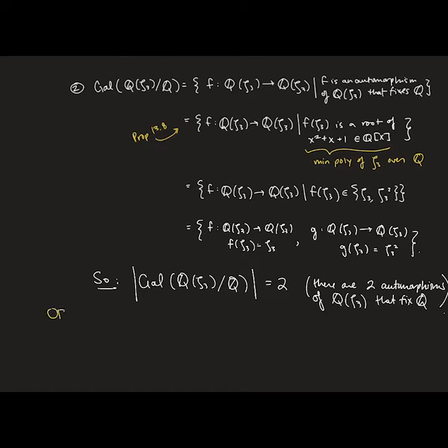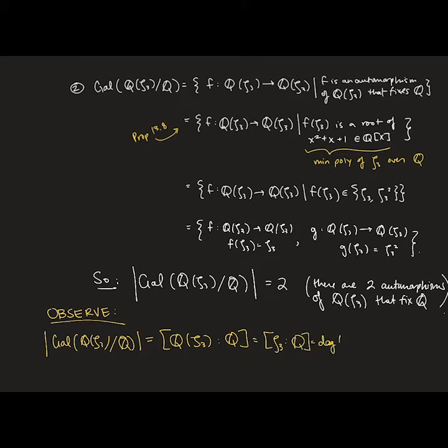And now let's observe something pretty rad here. The size of this Galois group, which is 2, is also the dimension of Q adjoin zeta 3 over Q as a vector space, and it's also the degree of the minimum polynomial of zeta 3 over Q.